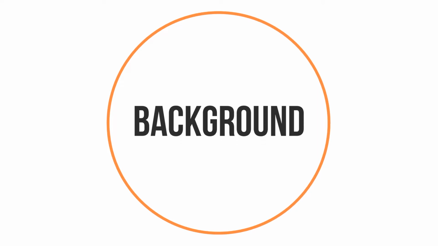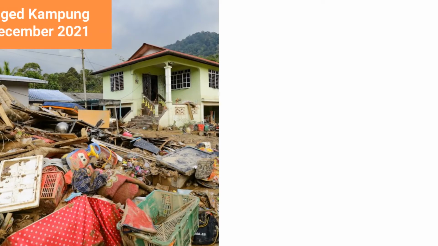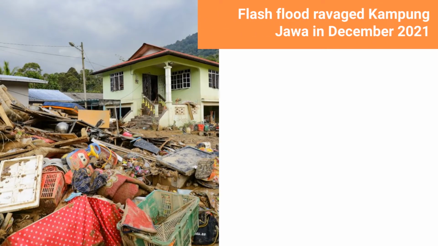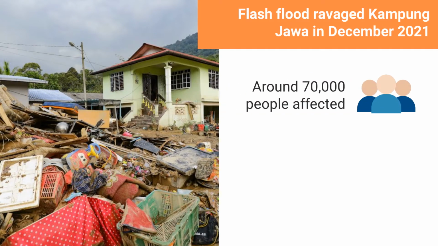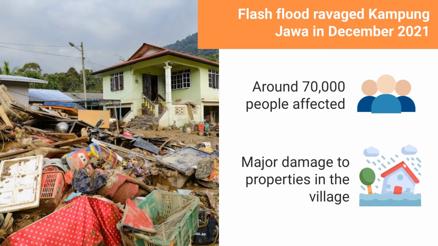I will start the presentation by explaining briefly the background of this proposal. In mid-December 2021, a flash flood occurred in Malaysia and a few states and districts were affected in this natural disaster. News related to the disaster was covered all over the television stations and social media platforms as they were reporting on the condition of affected areas, the increasing number of flood victims and number of deaths. These include Kampung Jawa, which is located in Hulu Langat, Selangor. There were around 70,000 villages affected, and the flash flood created major damage to the properties in the village.